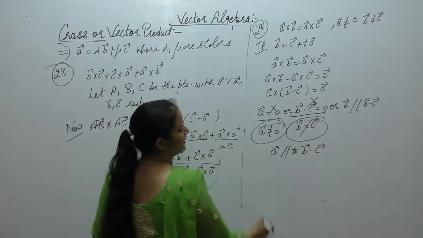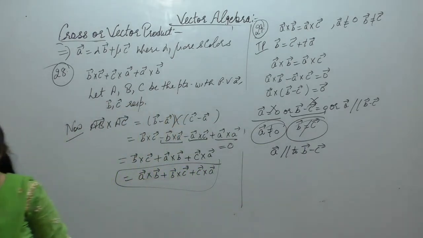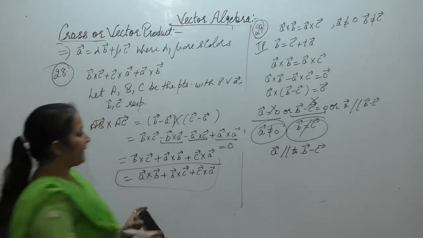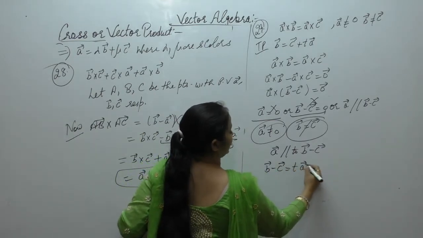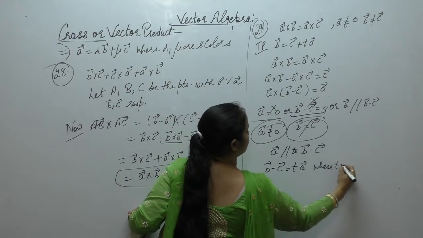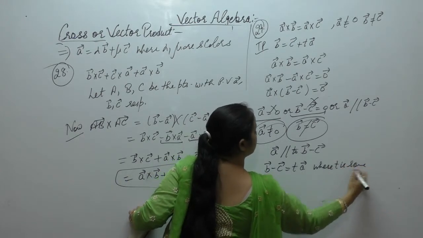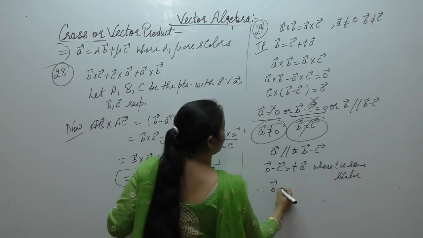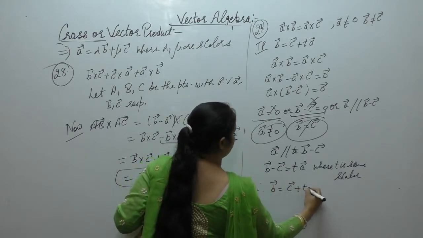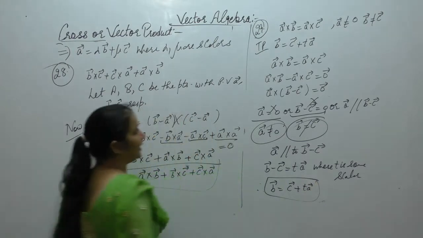It means A vector is equal to B minus C times T, where T is some scalar. Therefore, B vector is C vector plus T A vector.